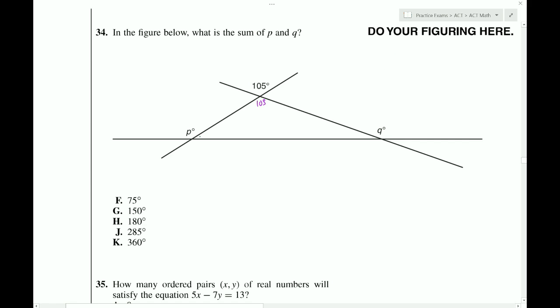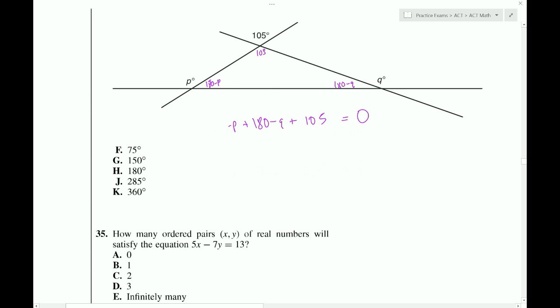So instead, we'll do it the other way, which is to take its supplement here. So the supplement of p is 180 minus p. That would go inside here because these two have to add up to 180, right? Similarly, we get 180 minus q for this guy. So now when we add 180 minus p plus 180 minus q plus 105, that has to equal 180. So I can cancel out one of these 180s by subtracting it from both sides. I get 0 here. I could combine the 180 with the 105 to get 285.